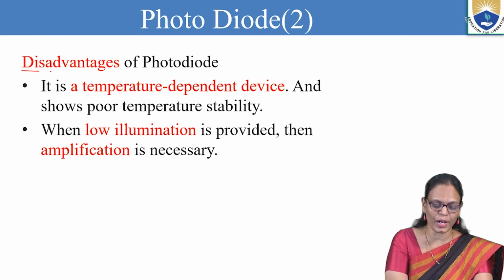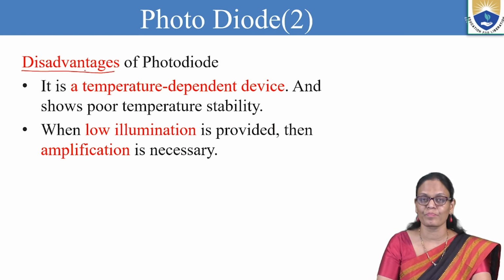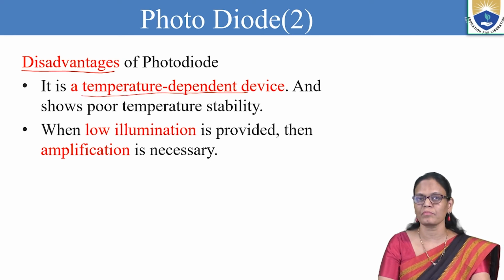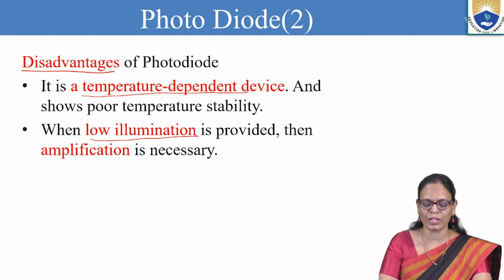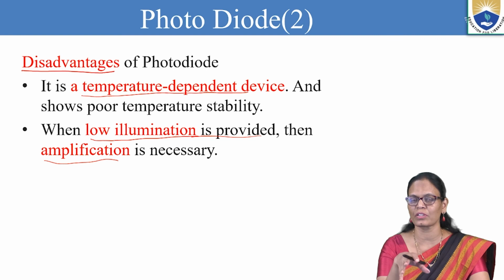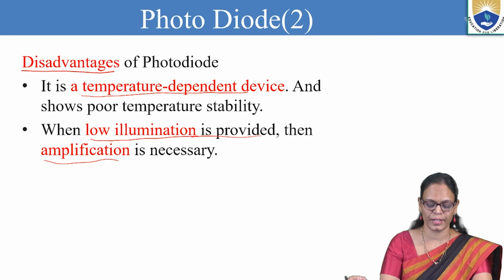Now coming to the disadvantages. What are the disadvantages here? It is a temperature dependent device, and it shows poor temperature stability. So as the temperature varies, what is happening here? The current also varies. So it has very poor temperature stability. And when low illumination is provided, then amplification is necessary. When the illumination is very less, means when the amount of light falling on the device is very less, you need amplification to see the current.